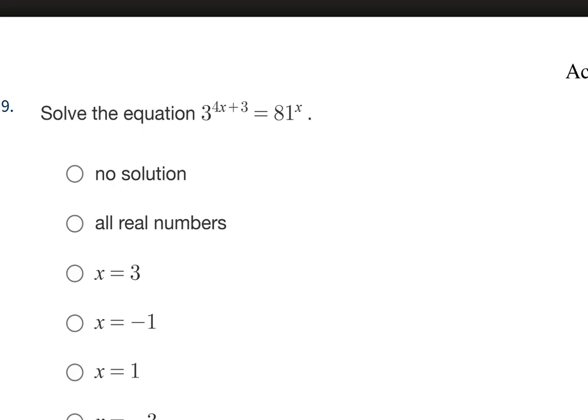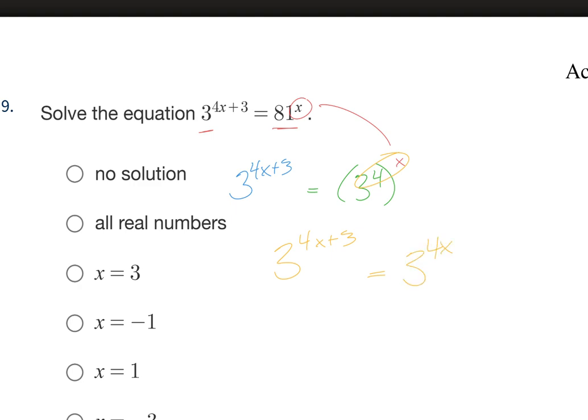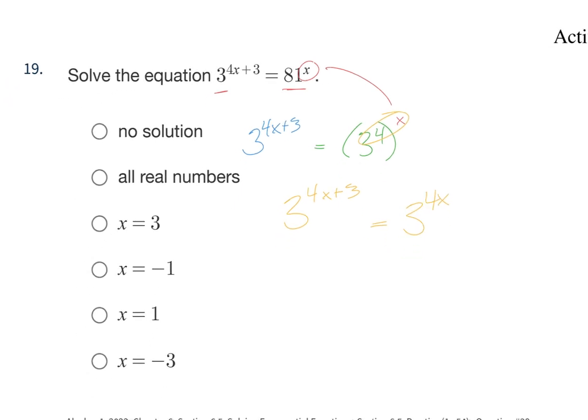All right, solve. We got 81 as our base, 3 as our base. We can make those work. So we have 3 to the 4x plus 3. 81 is really 3 to the 4th power. We need to go ahead and put that x outside there, and we're going to multiply those powers. So we get 3 to the 4x plus 3 equals 3 to the 4x. Uh-oh. Ignore the bases, and you get 4x plus 3 equals 4x.